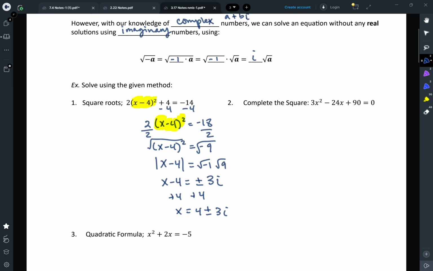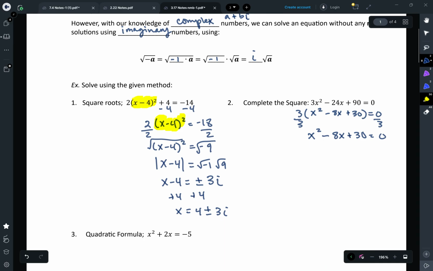All right, the next one says complete the square. But the first thing I notice is I have a 3x squared here. It's hard to complete the square when you have a coefficient. But what I do notice is the 3, 24, 90. I can divide them all by 3, so I'm going to go ahead and do that. So let's factor a 3 out of everything. Then we have x squared minus 8x plus 30 equals 0. Let's go ahead and divide both sides by 3. Because it's just a constant, it's going to go away. 0 divided by anything is just 0. Now I have x squared minus 8x plus 30 is equal to 0.